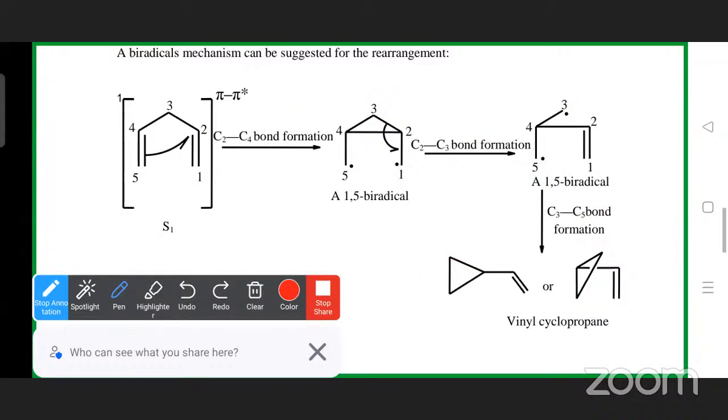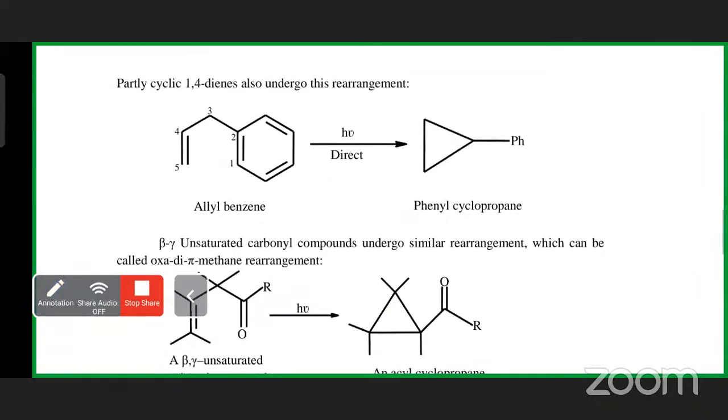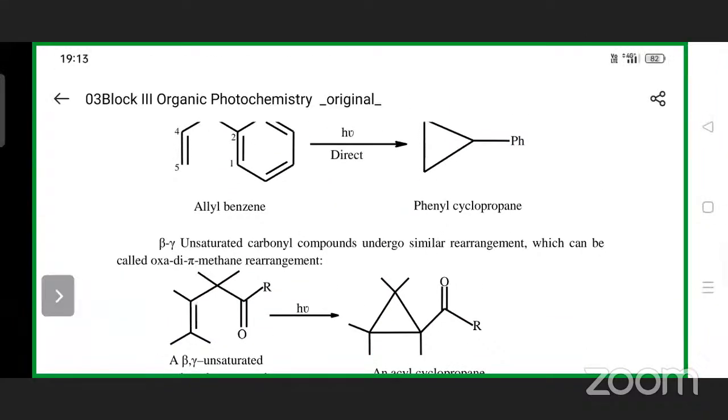So this is called the di-pi-methane rearrangement reaction. Di means two pi bonds. You can see various examples, and it is very, very important.